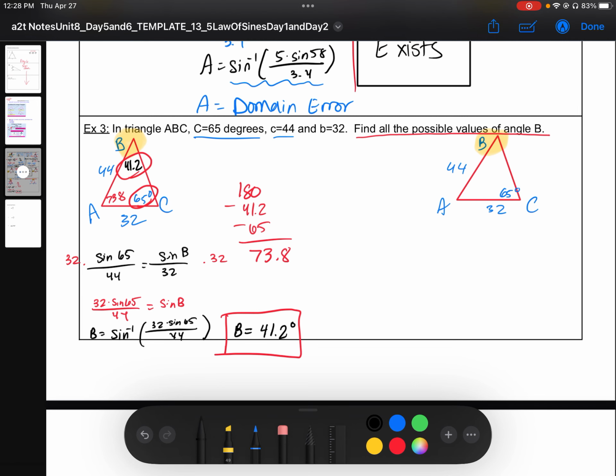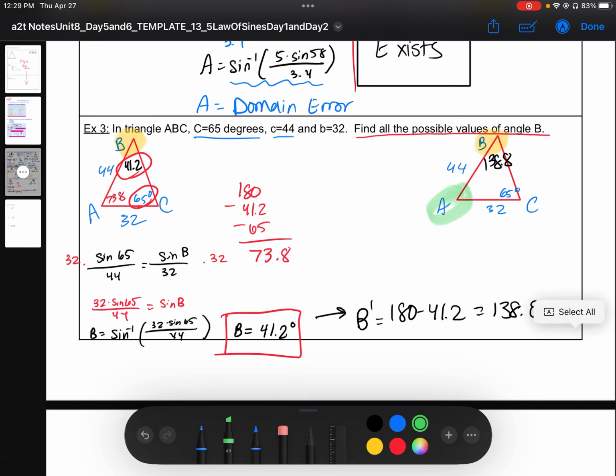Now let's go ahead and say, what if that was swung to create a second angle? Is it possible? So what I'm going to do is take this answer and figure B prime. 180 minus 41.2. What is that? That's 138.8. Okay, that's less than 180. Is this possible? Next thing we have to check before we do any solving is, could angle A then exist? So with this new triangle, is there enough angle left? Because all three angles should add to 180, right?